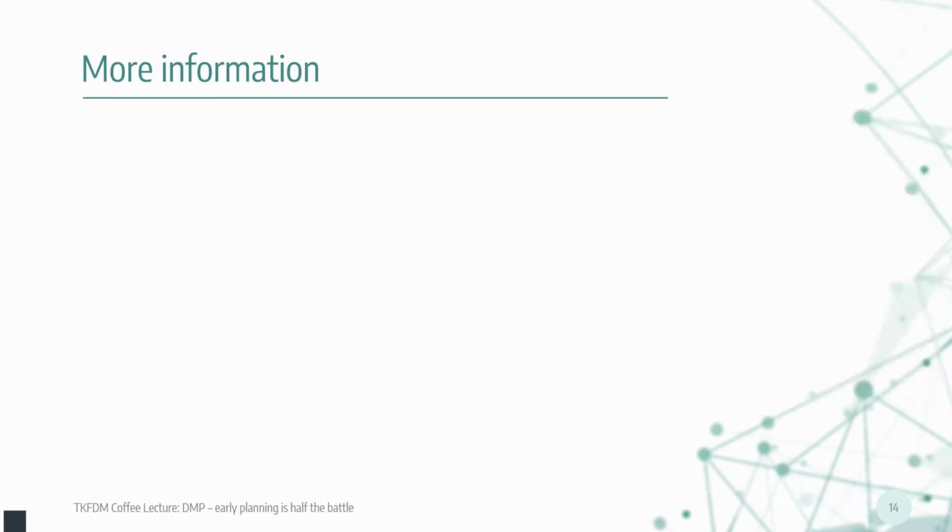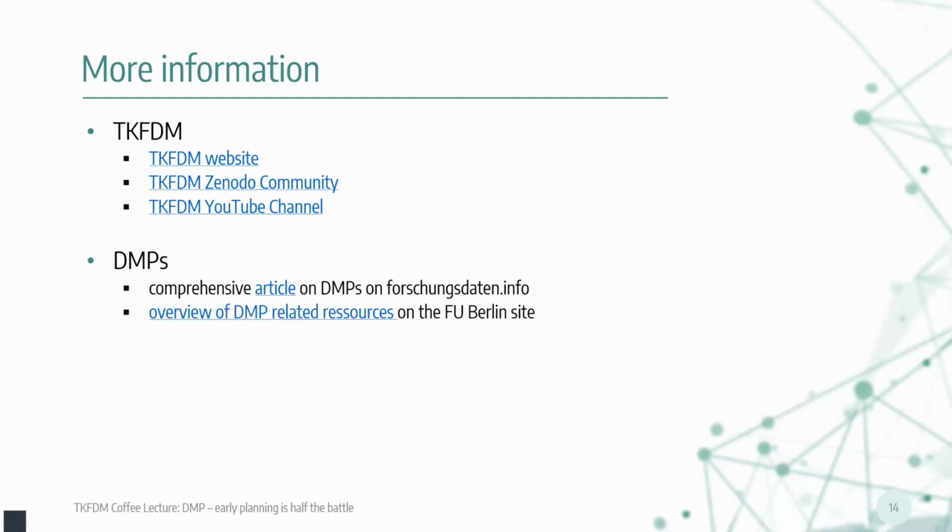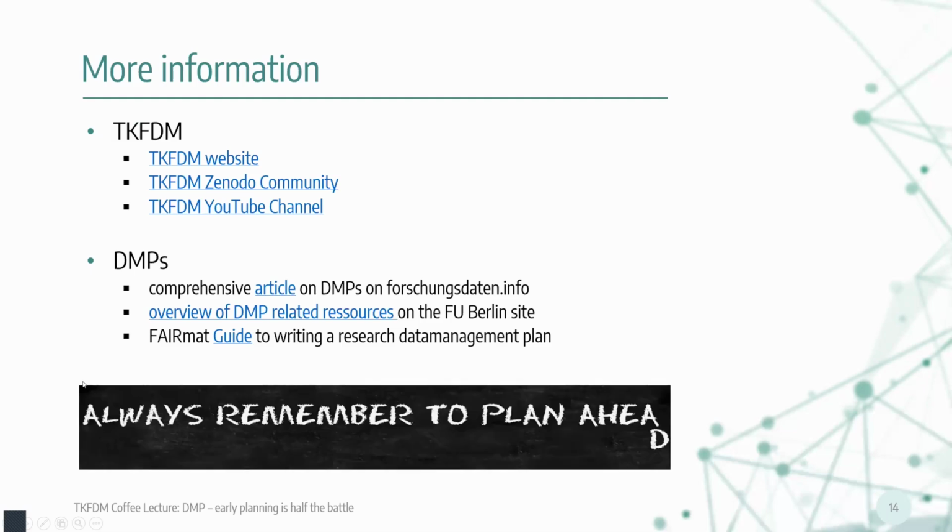All right, and then all I have for you is some more information. You can find some information about the Thüringer Kompetenznetzwerk Forschungsdatenmanagement on our website, Zenodo community and YouTube channel, and you can find more information about data management plans on forschungsdaten.info, on the FU Berlin side, and also with some NFDI consortia. For example, you can find a guide on how to write a research data management plan with FAIRmat.